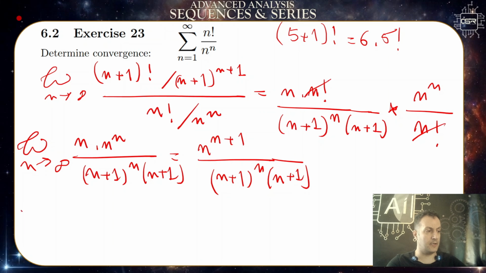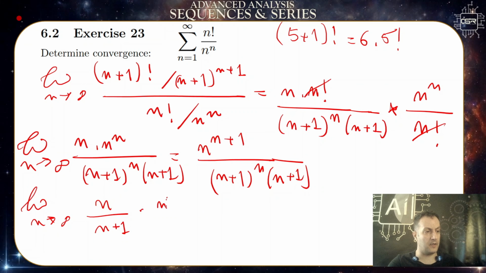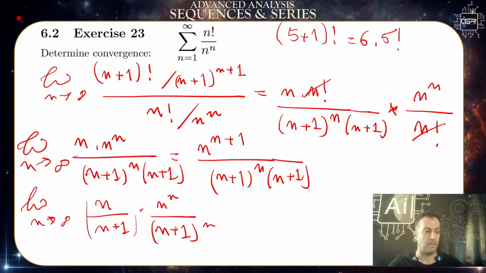Let's break it down. So it is the limit as n approaches infinity of n divided by n plus 1, multiplied by n to the power of n divided by n plus 1 to the power of n. Now, as n approaches infinity, you have the first part. If we divide by n, you get 1, correct? So n over n plus 1 over n becomes 1 over 1 plus 0, so the numerator and the denominator become 1. So the relevant part is the one to the right.